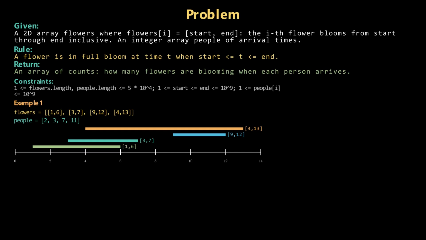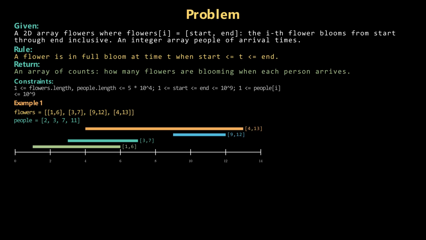Given bloom windows for each flower and arrival times for each person. Each flower is in full bloom from its start time through its end time, inclusive. For each person, count how many flowers are in bloom at their arrival time. Return those counts in the same order as the people array.